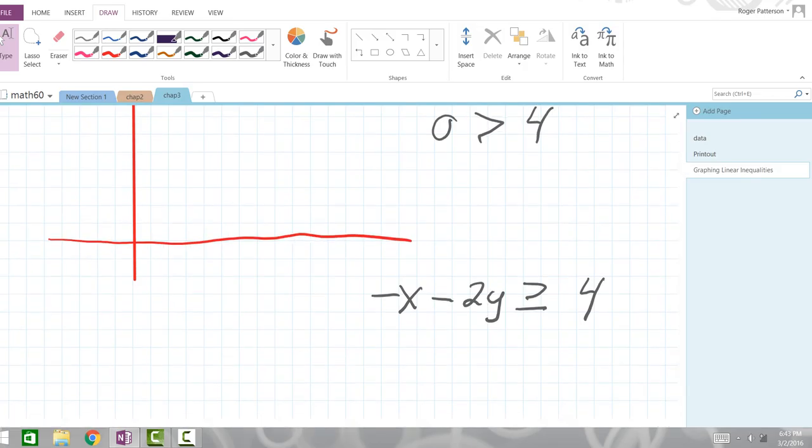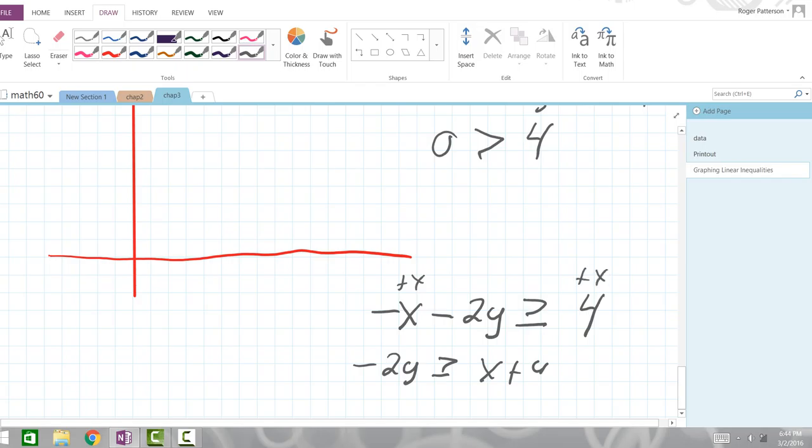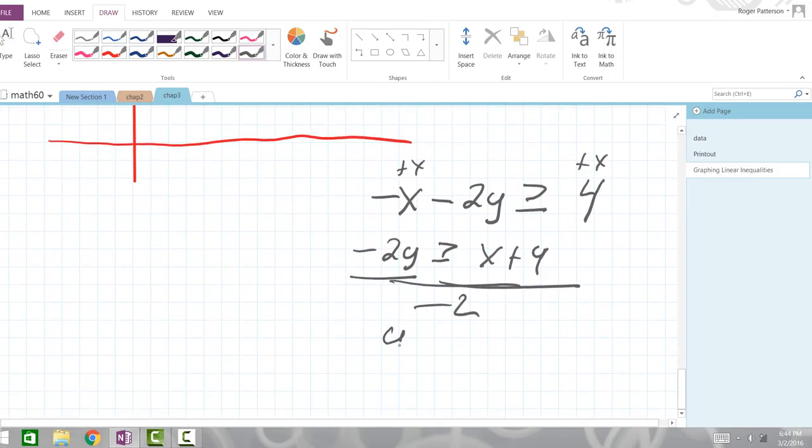All right, so we got to graph this. I can find x-intercept, y-intercept, graph it, t-chart. I'm going to put this in slope-intercept form because that's the way I like to do it. I'm adding x to both sides here. But I have a negative 2, so I have to divide it all. So here's the example Hunter was asking about. So what's going to happen to this? Now you got to flip it, because you're dividing by a negative.